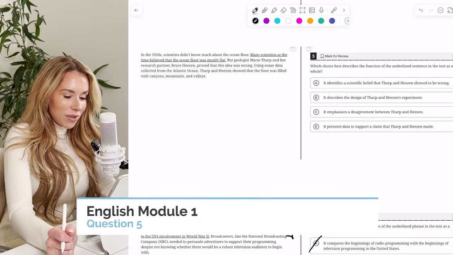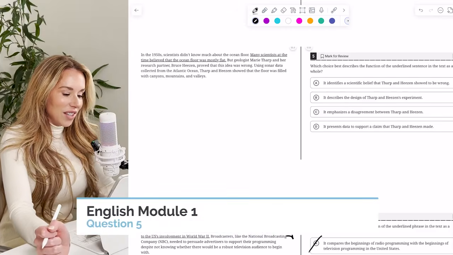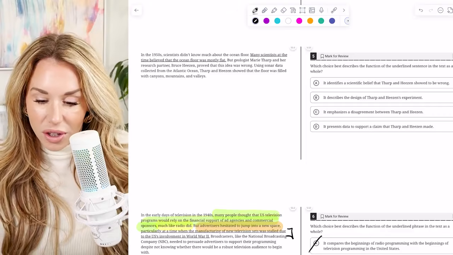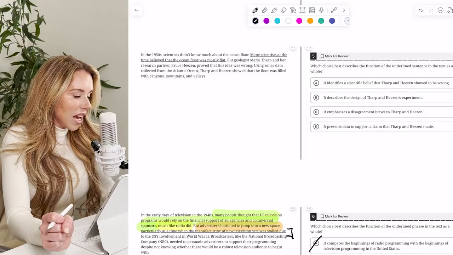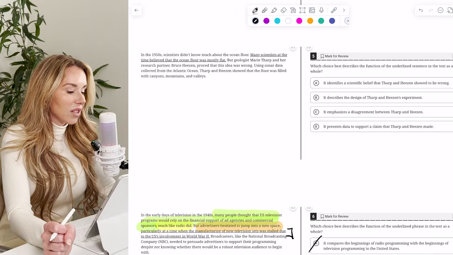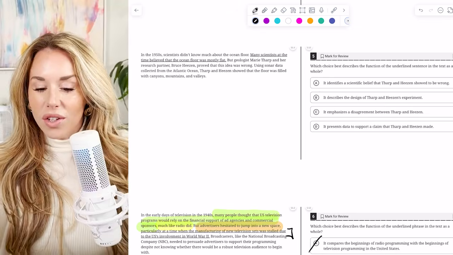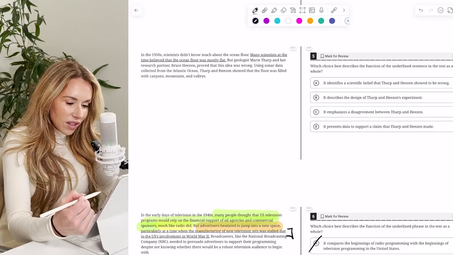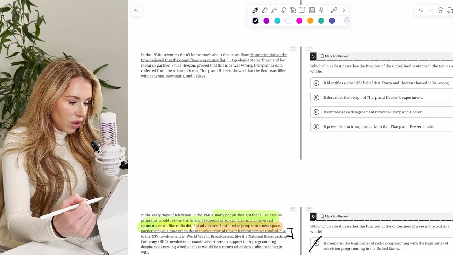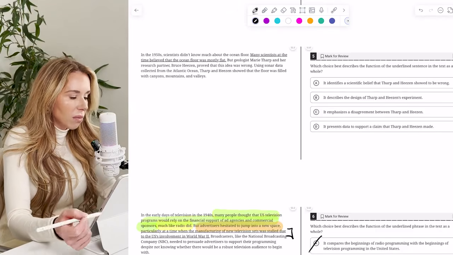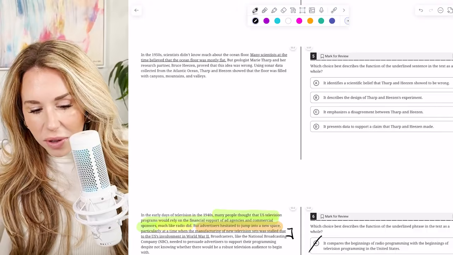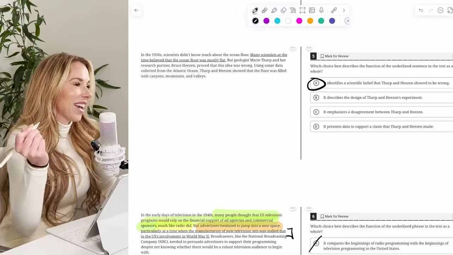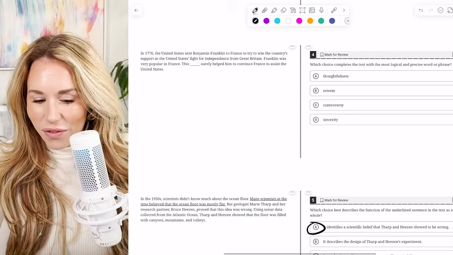Which choice best describes the function of the underlined sentence in the text as a whole? So we have in the 1950s, scientists didn't know much about the ocean floor. Many scientists at the time believed the ocean floor was mostly flat. Okay, so that gives us the old belief of what they thought. So it identifies a scientific belief that Tharp and Heezen showed to be wrong. Well, did they show it to be wrong? Let's keep reading. But geologist Marie Tharp and her research partner proved this idea was wrong. Okay, perfect. A is right. Let's keep moving on.